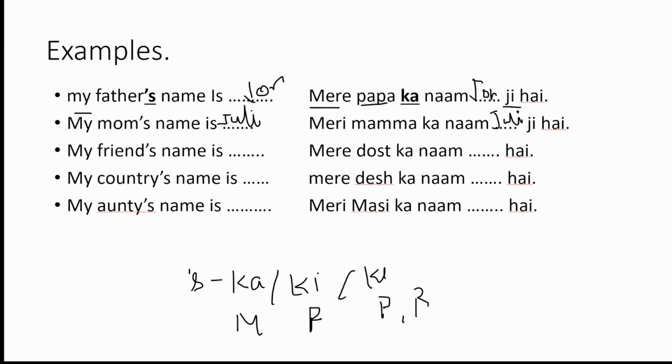My aunt's name is मेरी मासी. For aunt, we have a different word. Masi, we say Masi, or Mausi, to our mom's sister. Okay. I hope you got all these sentences. If you want to take a note, please pause the video and write all these sentences.